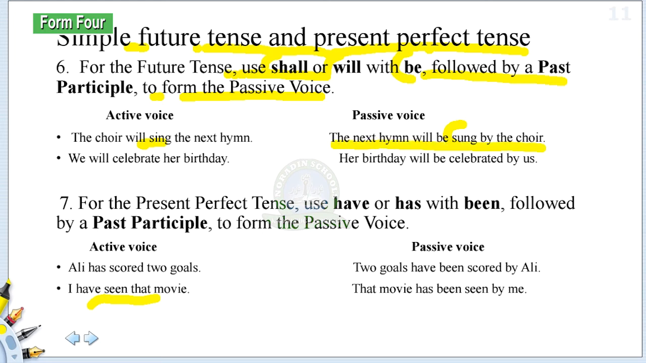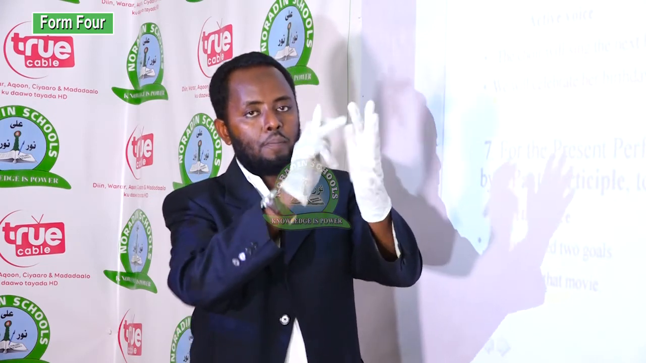We will celebrate her birthday. We is the subject. Will is the modal verb and celebrate is the main verb. Her birthday is the object. So, we will celebrate her birthday. Her birthday will be celebrated by us. So this is the passive voice. So remember, will, shall, be, and past participle.